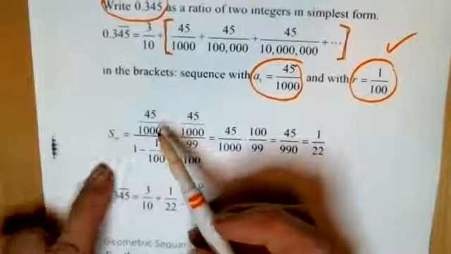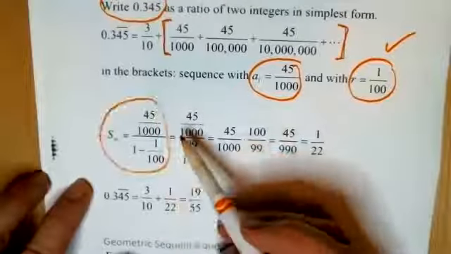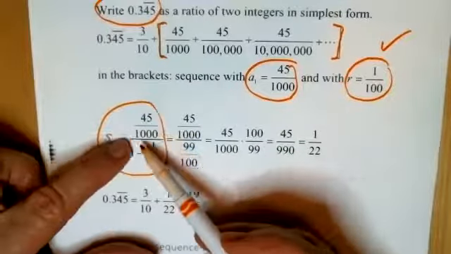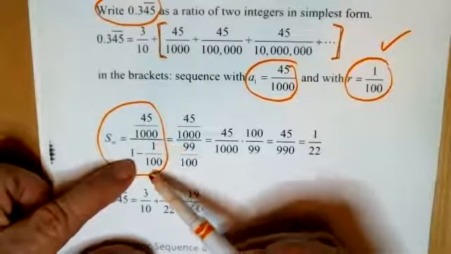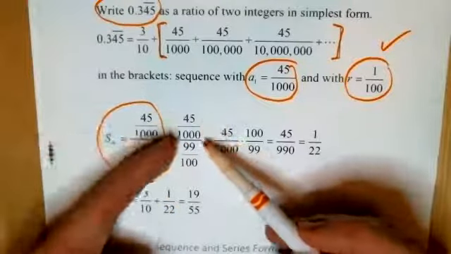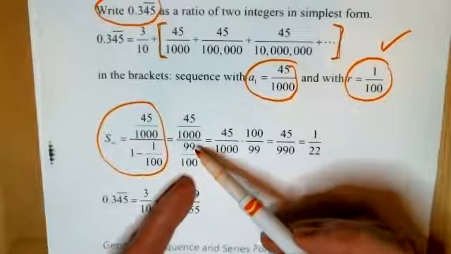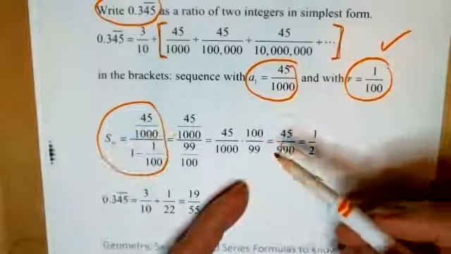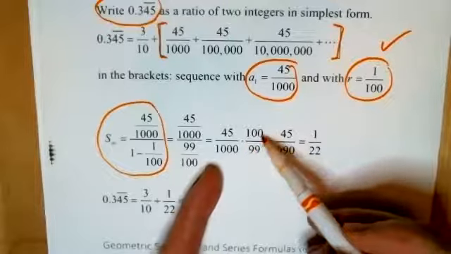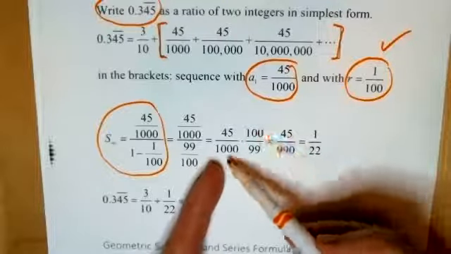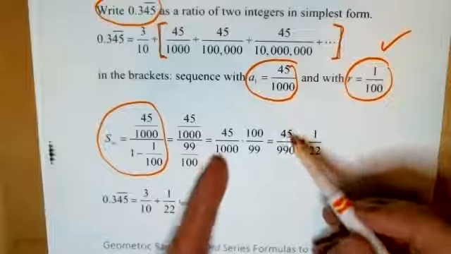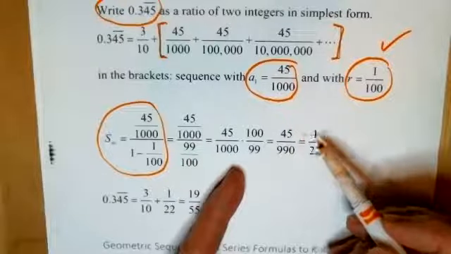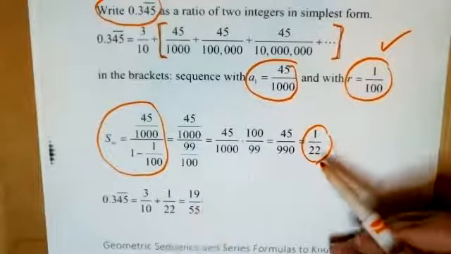So we have 45 over 1,000 divided by 1 minus 1 over 100, or 45 over 1,000 divided by 99 over 100. So we multiply by the reciprocal, and we can reduce this by a factor of 100 here. We have 45 over 990. This reduces to 1 over 22.